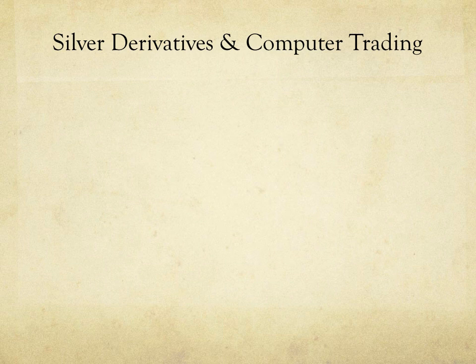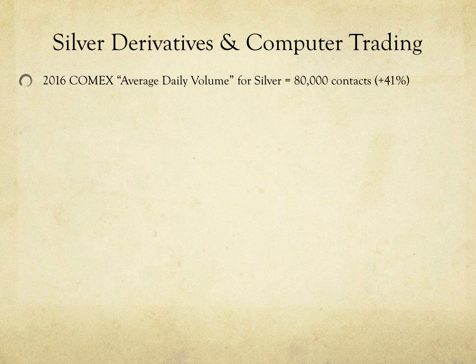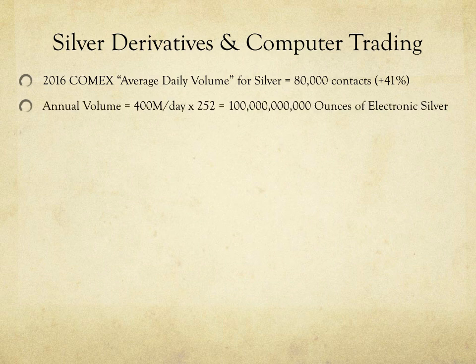Okay, so we know that silver is an extremely important metal. It's a very small market. The amount of silver available from investors is about 2 billion ounces, but let's see what goes on in the markets. In 2016, the COMEX average daily volume for silver was 80,000 contracts, a huge jump up 41%. Average daily volume, that's every single day on average for 2016, 80,000 contracts, which represents 400 million ounces.